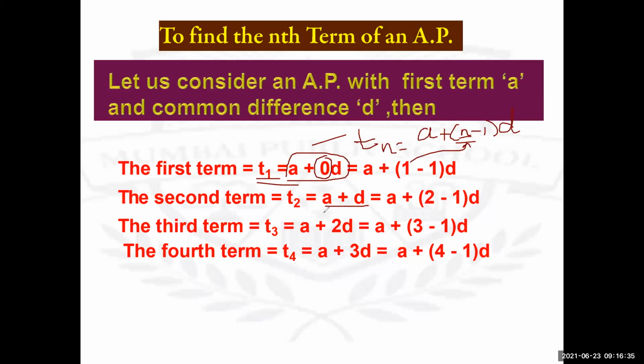Next, A plus D. From where did we get A plus D? So check, in place of N, you substituted 2. So 2 minus 1 is what? 1. So 1 into D is D. So plus D. Understand, this is your second term. Now when you move ahead to the third term, check 3 minus 1. What is 3 minus 1? 2. So you get that as A plus 2D. And the fourth term, A plus 3D. You get that as 4 minus 1, which is 3. So you get A plus 3D. Understood? In this way, you get the first, second, third and fourth terms. You can find the next terms with the help of this.